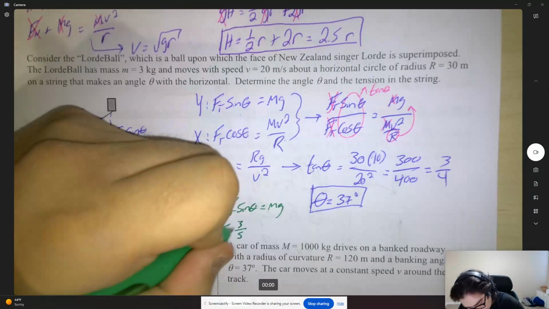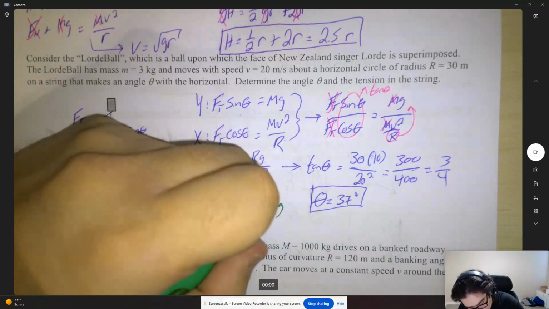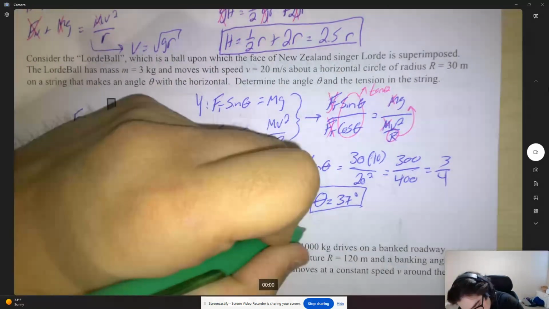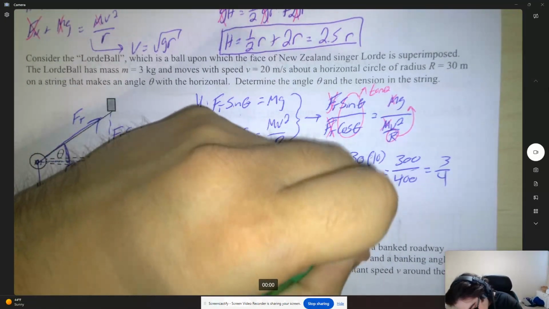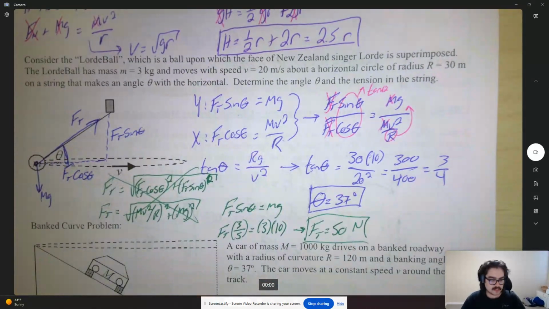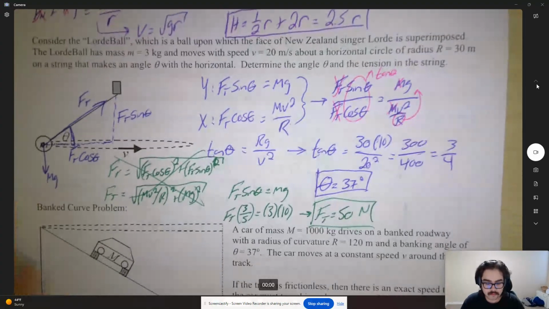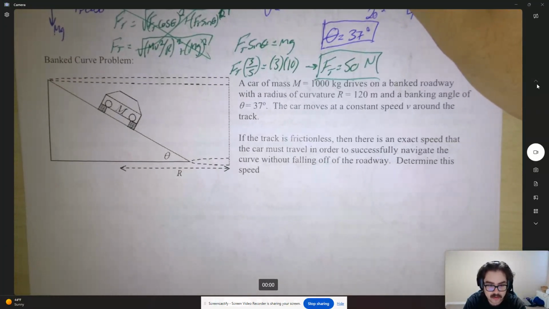Or sorry, it's 3/5. Okay, and then the mass is 3, g is 10, and you end up getting 50 newtons. Isn't that so much faster than doing it the other way? So much faster. So don't do more work than you need to. Okay, this is the banked curve problem.